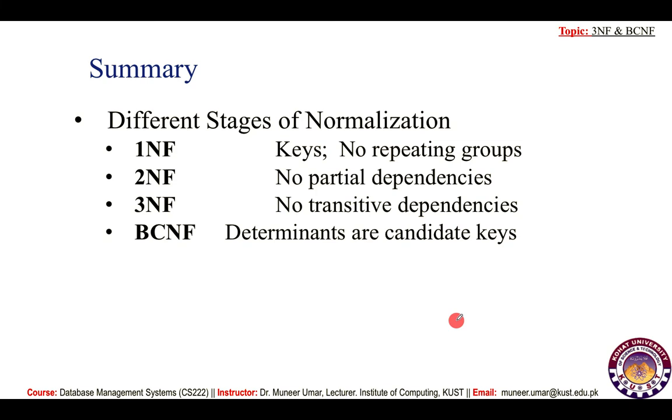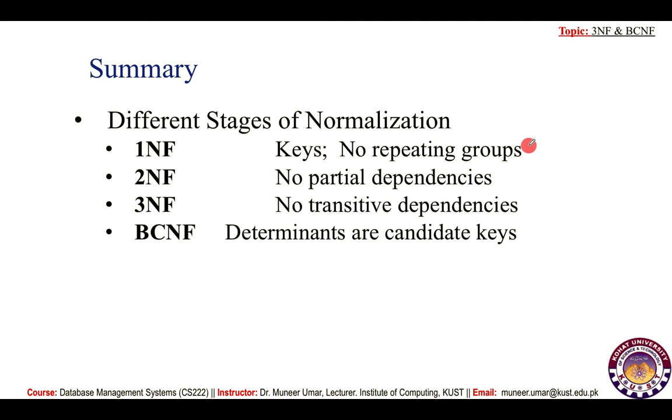This is the summary of today's lecture. Actually, we studied the first normal form and second normal form in our previous lecture, but in this lecture we just revised these two forms in the beginning. So in first normal form, we checked for atomic values or multi-value attributes, and we ensured that there are no repeating groups or multi-value attributes in a table.